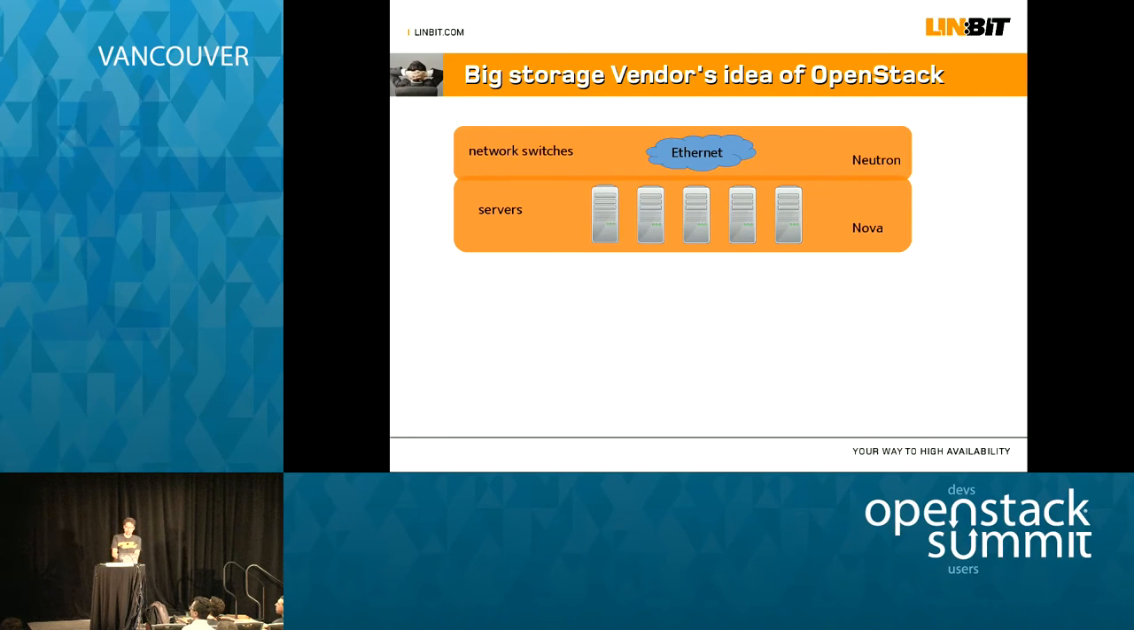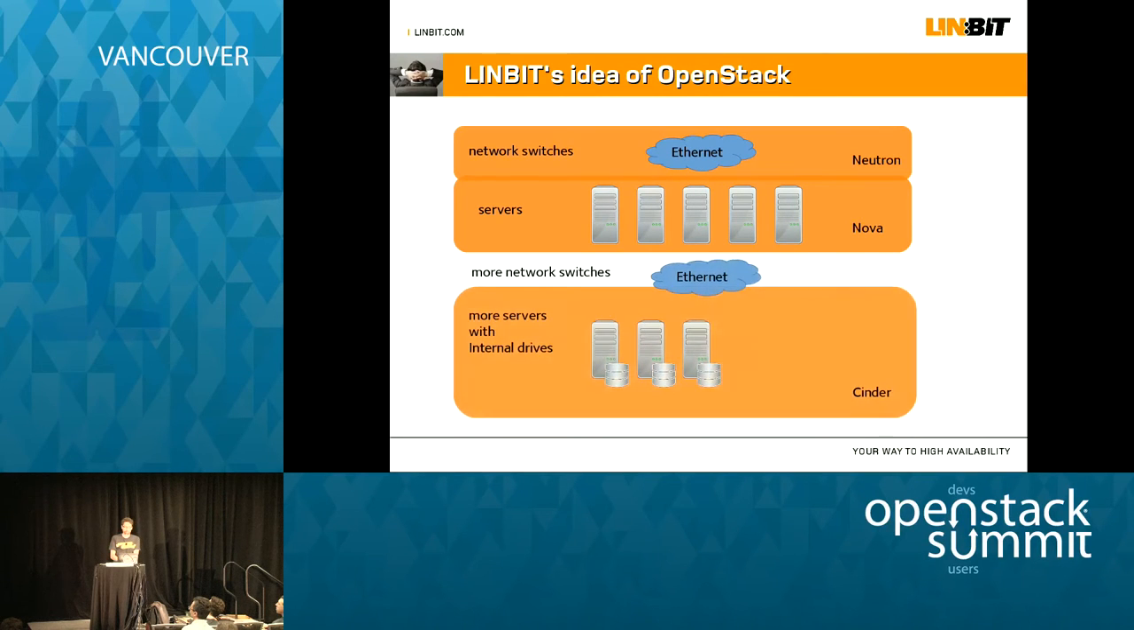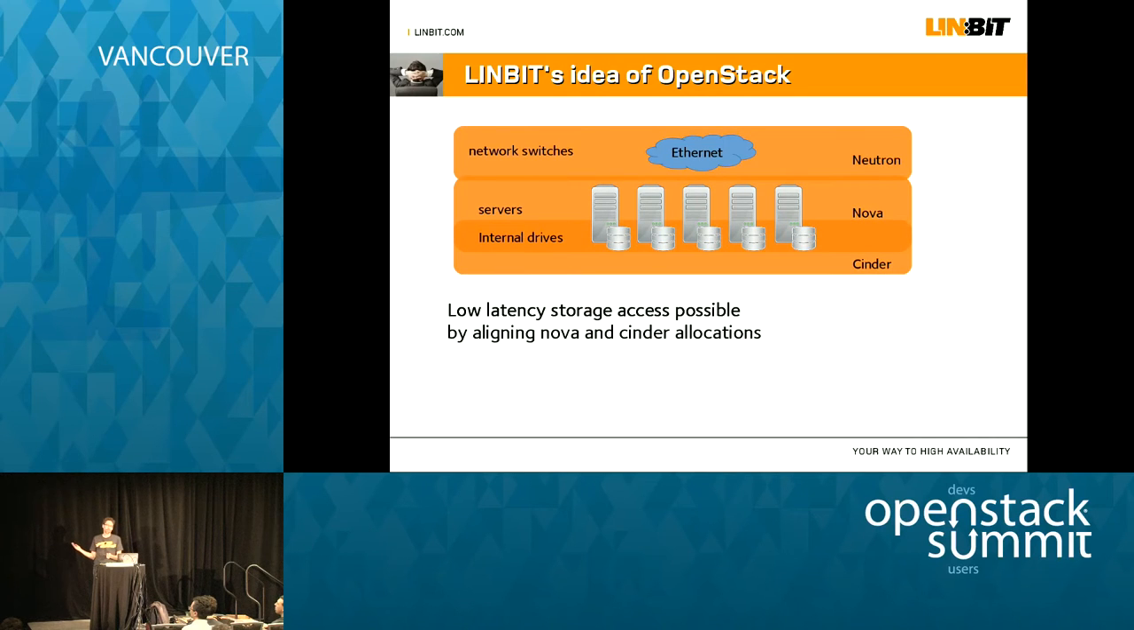Where we are obviously going looks like that. We want to simply use more boxes of the same kind with storage, and you have an Ethernet or the network of your choice connecting your compute nodes and your storage nodes. And it's clear what the next step is: just converge the thing. Use one kind of nodes, have local storage in those nodes, and have Nova and Cinder managing this set in an overlapping way.